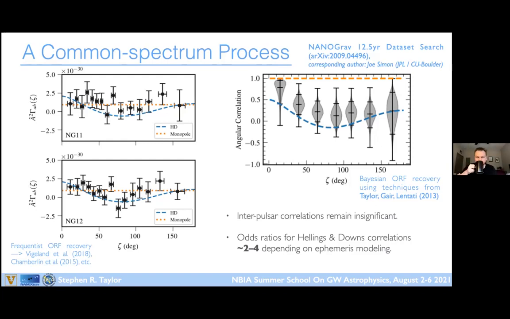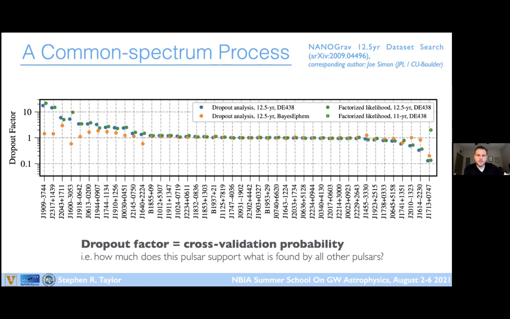Yeah. I just had a question. You showed this dropout factor, and there are a number of pulsars that you thought possibly need some more careful modeling. If you remove those from the analysis you just showed us, is there an improvement, or does not much happen when you do that?